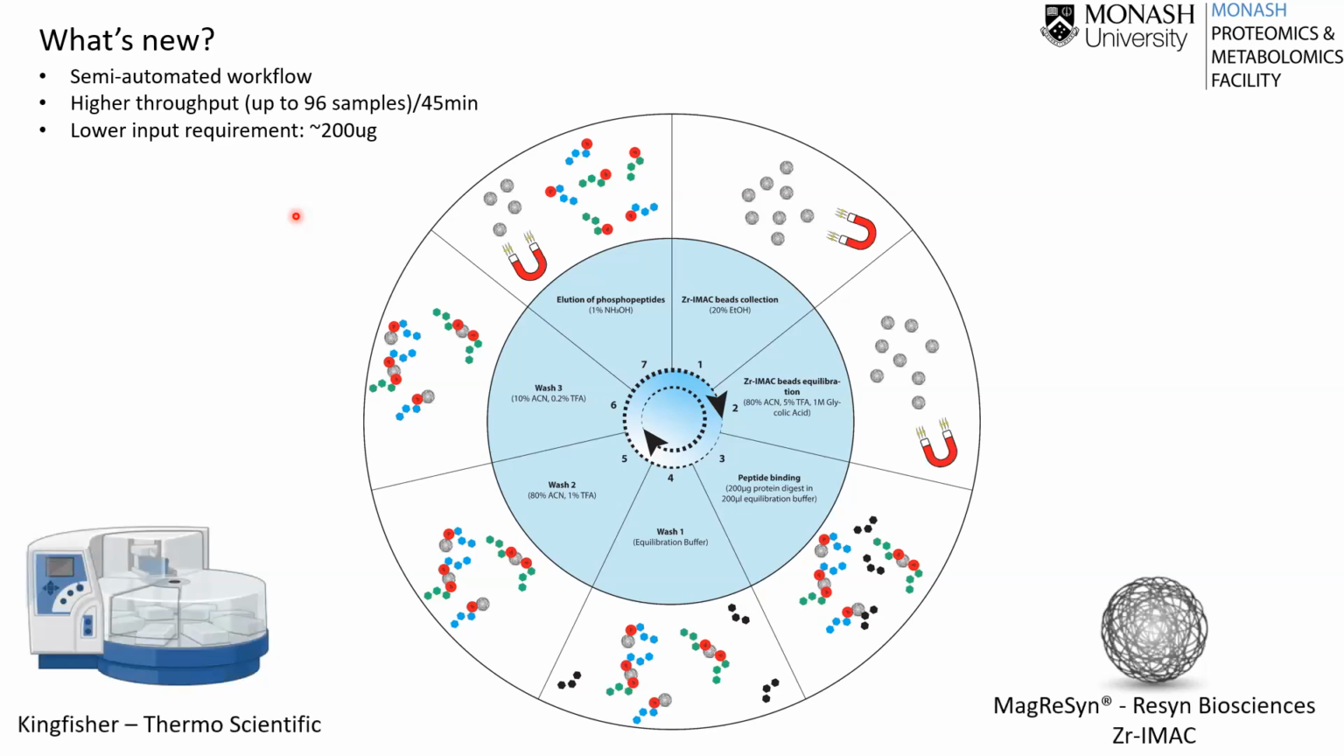using magnetic beads on the Kingfisher platform that Pouya mentioned earlier, with magnetic beads from a company called ReSyn Biosciences. This workflow allows us to process up to 96 samples, and each experiment takes around 45 minutes compared to the 3 to 4 hours that the previous method took us. One of the major advantages of this workflow is the lower input requirement: we require around 200 micrograms of protein lysate.